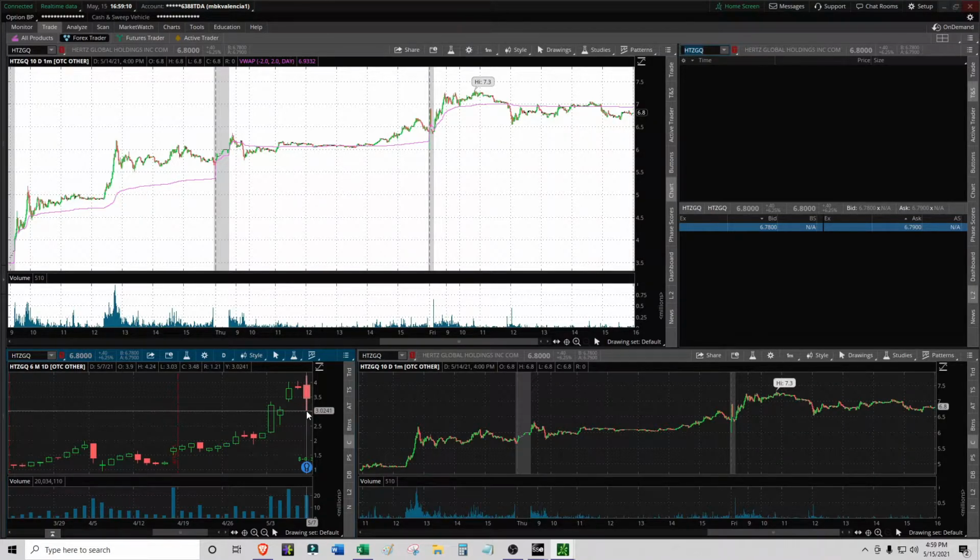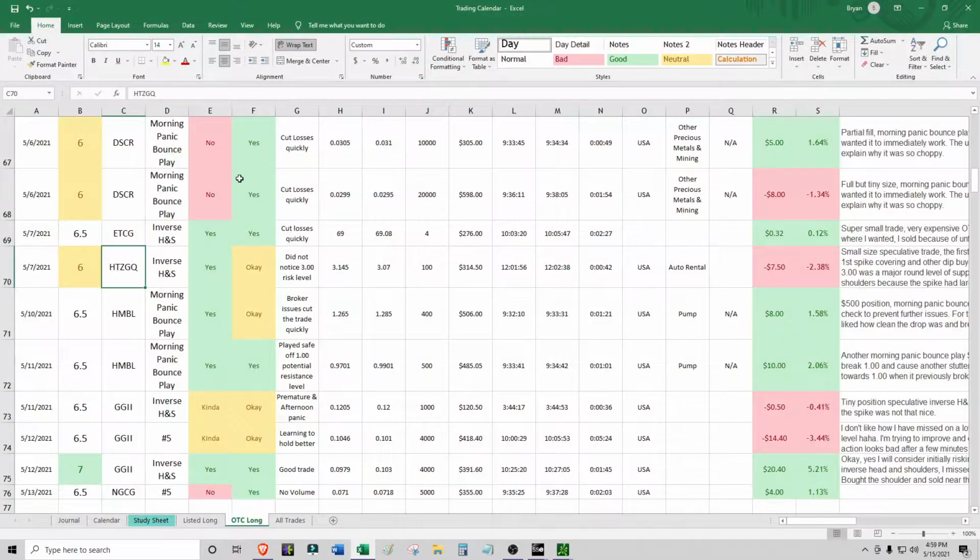I traded here in the wick, just wasn't, again, you'll see that I learned from it, but it was a pretty good trade nonetheless. Just could have traded it better. I traded okay, and yeah, did not notice that $3 risk level, just did not think about it, but it totally worked out in this case.